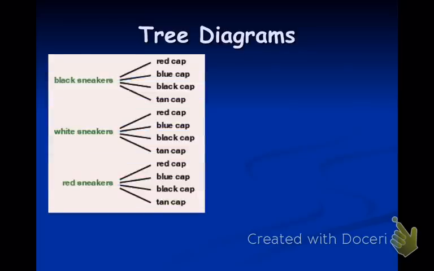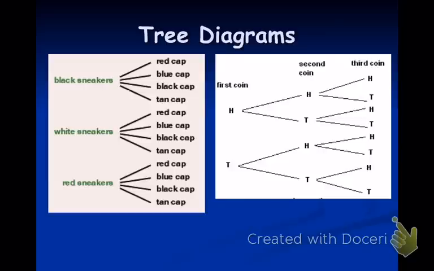So here are some more examples of tree diagrams. Here we have the choices when it comes to having the choice from 3 pairs of shoes in terms of color, so black, white, and red sneakers. And then from each of those, we have 4 choices of picking our cap: red, blue, black, and tan. So at the end of the day, we have a total of 12 choices if you were just to count them all down.